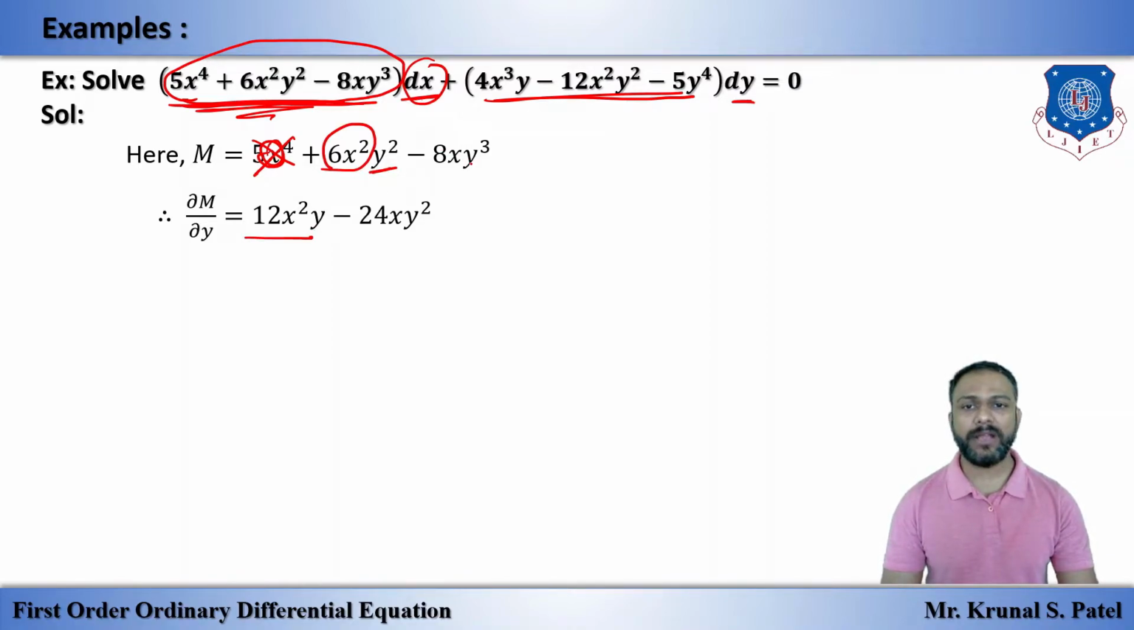And here again differentiating with respect to y, so minus 8x as it is, and the differentiation of y cube is 3y square, so multiplying with 8x, we have 24xy square.